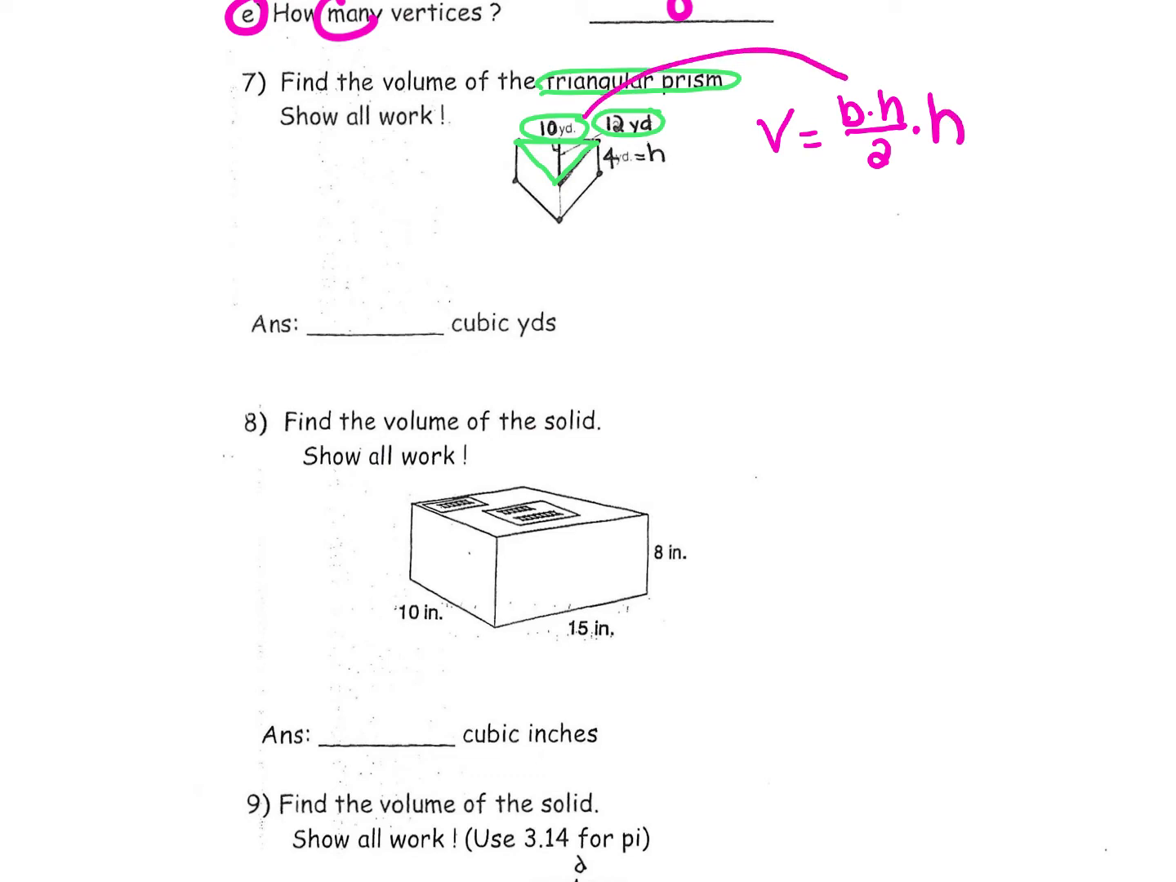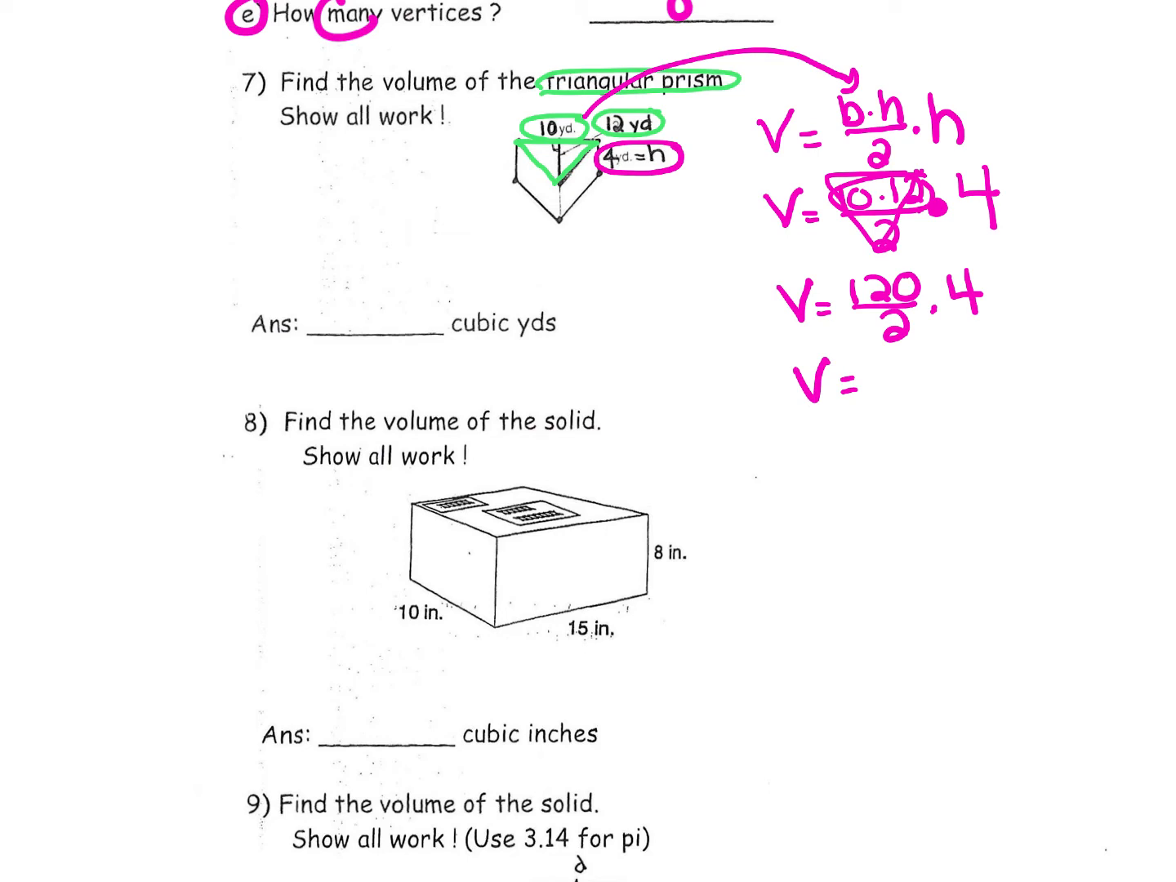V equals B times H divided by 2 times big H. We know that the 10 and the 12 will go into the triangle formula. We're going to take 10 times 12 divided by 2 times, and this is 4 yards high. Let's figure out the triangle part first. Well, 10 times 12 is 120, but we're going to have to divide by 2. 120 divided by 2 is 60 times 4 layers high.